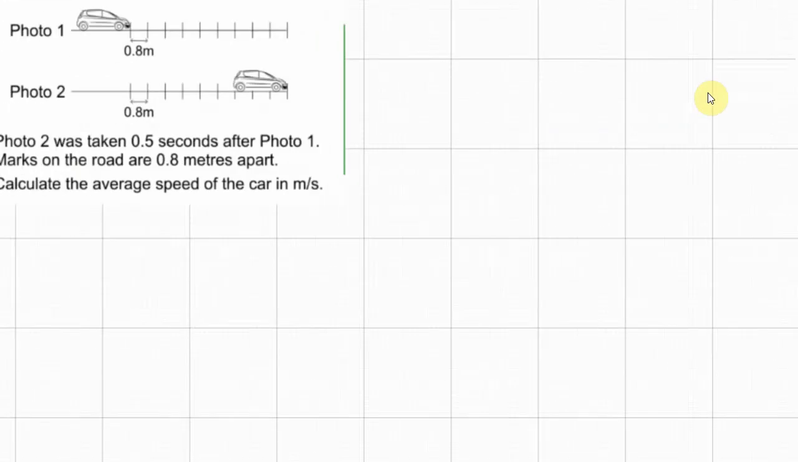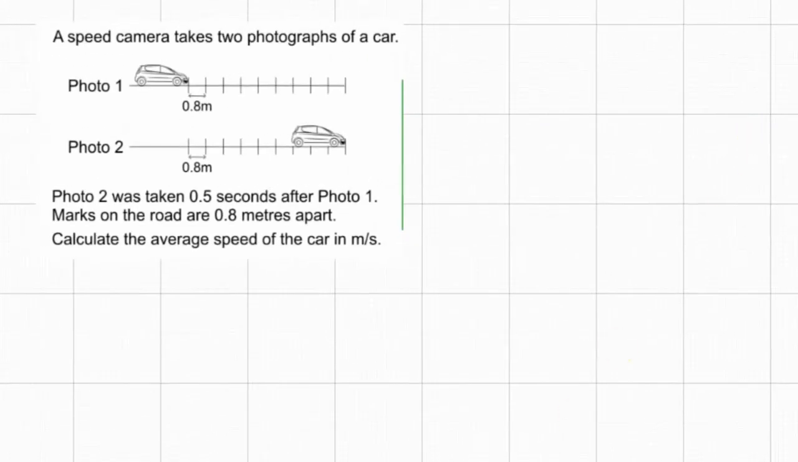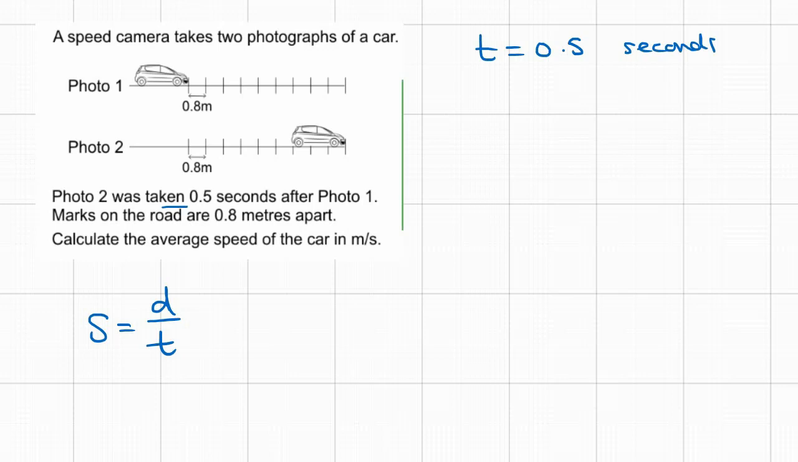Okay, question 4. This one wasn't too much more difficult. You just had to kind of pull something from the diagram. So we want to find what the speed is. We know speed equals distance over time. We've just done that for 2 of the questions. And time is 0.5 seconds, because it says here they were taken 0.5 seconds apart. Distance we're going to have to take from the diagram. Each little jump is 0.8 meters.